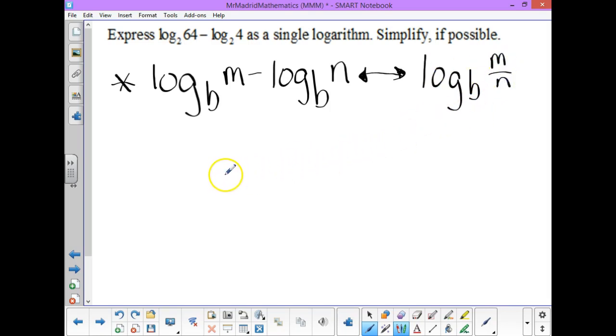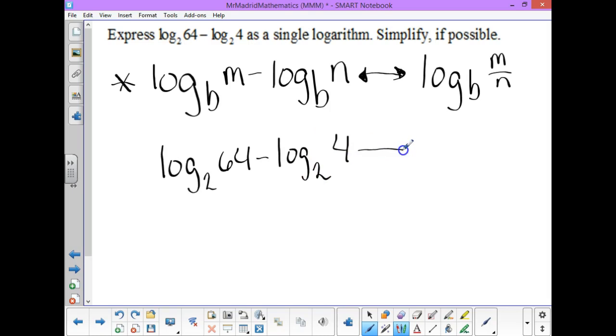If we look at this, we can obviously substitute down low here, so let's go and do so. We've got log base 2 of 64 minus log base 2 of 4. We're going to go right on this one, and let's plug in everything appropriately. So it's obvious that b is 2, so that's my base, log base 2. m is 64.